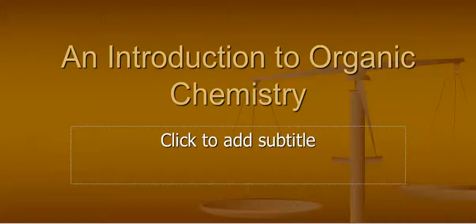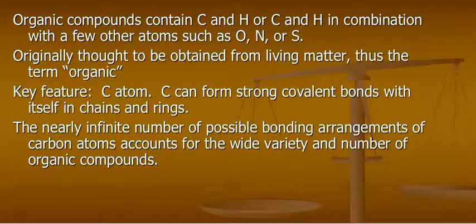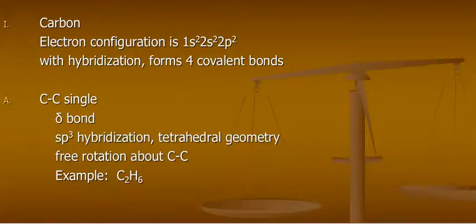An introduction to organic chemistry. Organic compounds contain carbon and hydrogen. Sometimes we can have other nonmetals, such as oxygen, nitrogen, or sulfur in those compounds as well. But the key feature is the carbon atom, and carbon can form strong covalent bonds with itself in chains and rings. Carbon has the electron configuration 1s2, 2s2, 2p2. It will always form 4 covalent bonds.